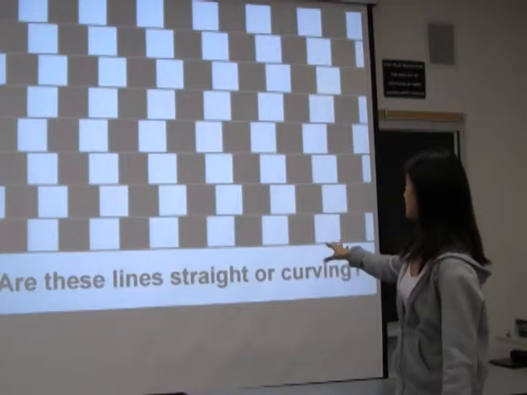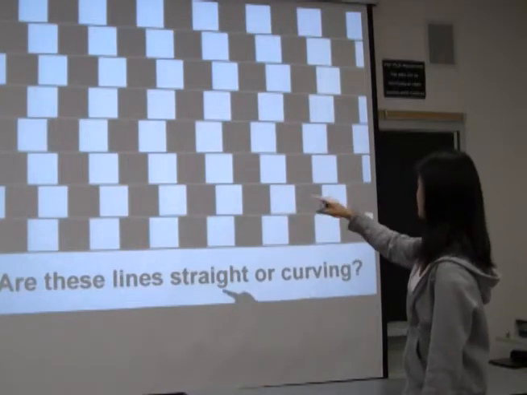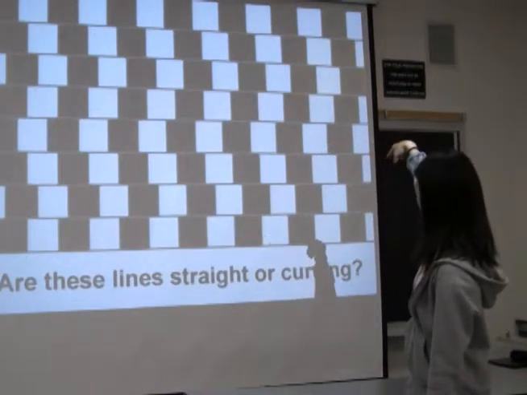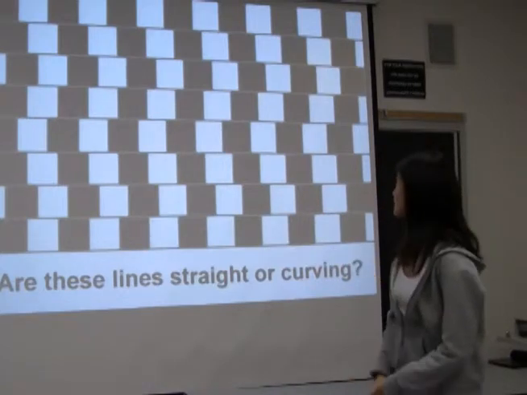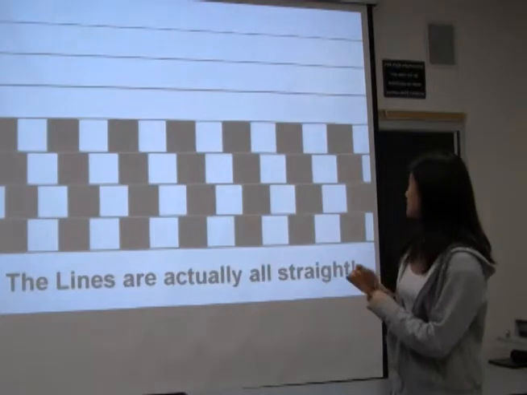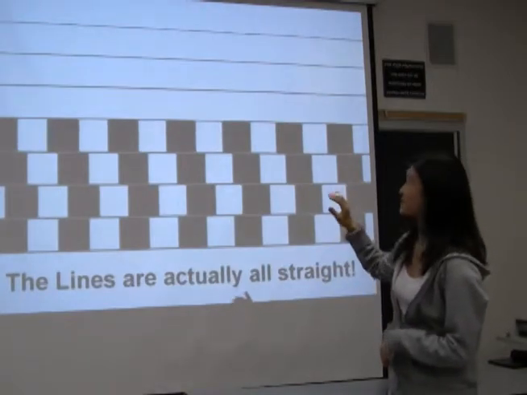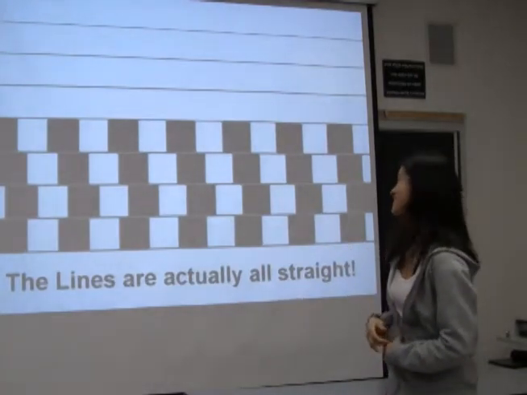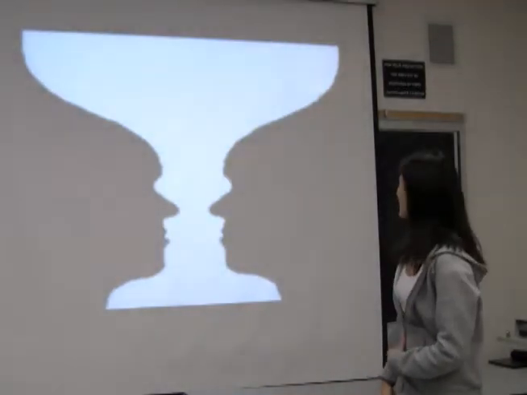And this optical illusion, if you look at the horizontal lines, they don't look very horizontal at all. They look like they're curving or they're kind of skewed in a way. But if you take out the blocks, they actually are straight. So that was kind of funny.